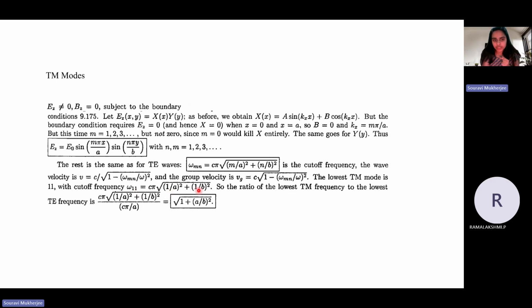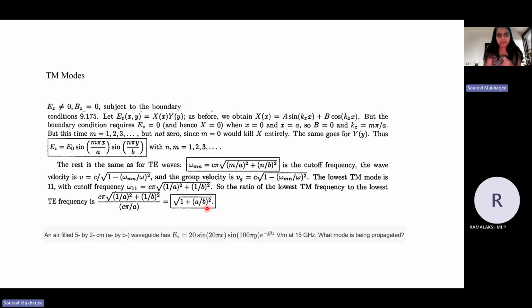So you put m and n equal to 1. This is how it would look. Other expressions remain the same. If you have to find the ratio of lowest TM frequency to lowest TE frequency, this is how it would look. Again, it depends on the dimensions of your waveguide. Based on this, there can be very direct, very standard questions, quite simple, which just use these relations and equations. We will try to solve some of them.